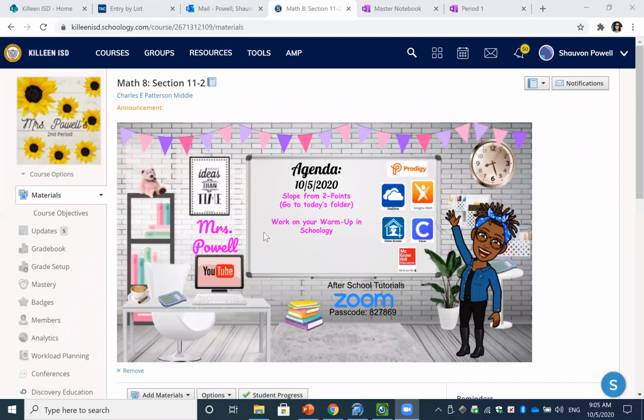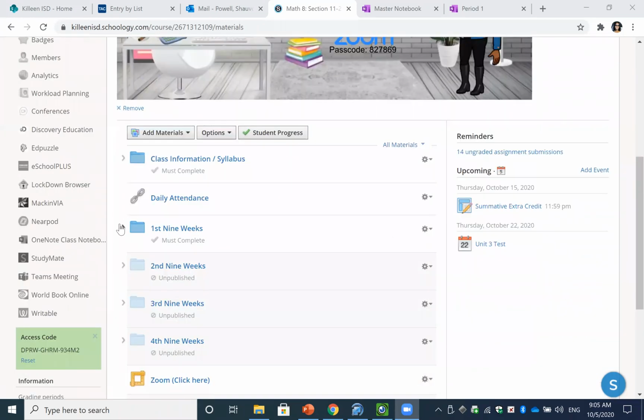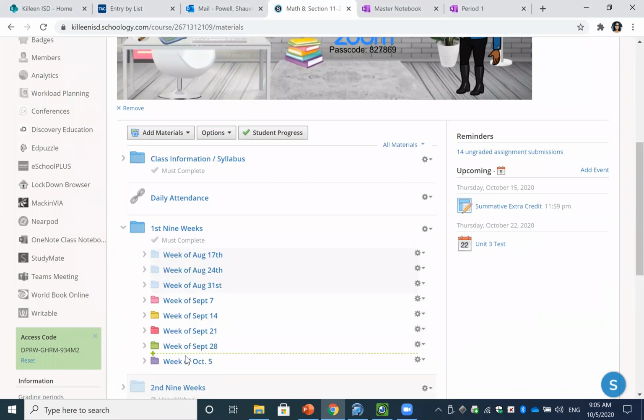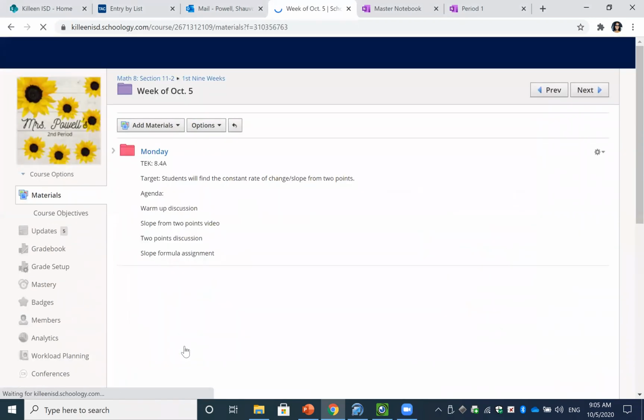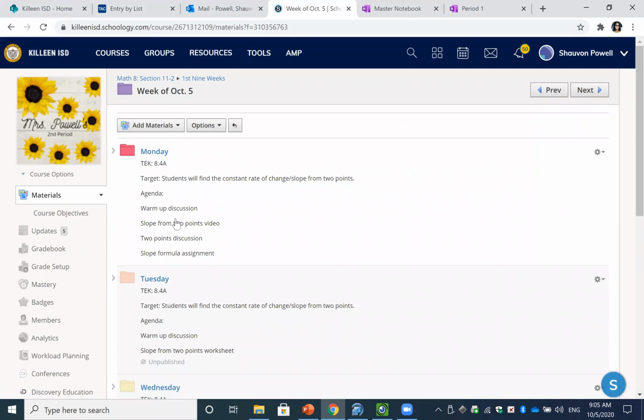All right, guys, we're gonna go ahead and get started. So first off, if we go to first 9 weeks and week of October 5th, we will see that Monday today, our TEKS is 8.4A. Our target is that students will find the constant rate of change, which is the slope from 2 points.